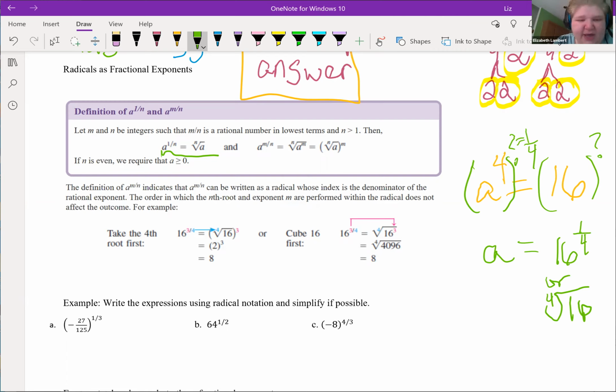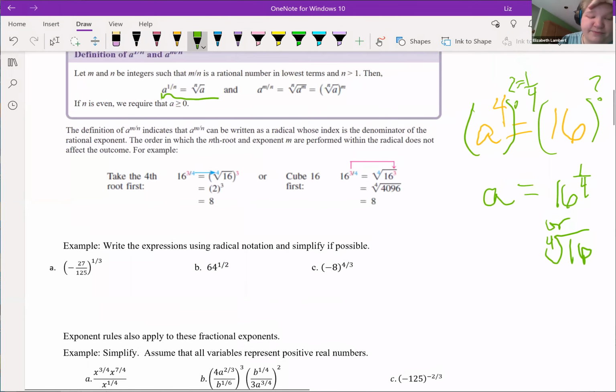Oh yeah, see, they've got 16 to the 3/4, and here they said you could do the 4th root first and then cube the answer. Totally works. Or you could cube the answer first and then do the 4th root of that. Also works. Honestly, if it's all numbers and you're comfortable putting it on the calculator, I'm totally fine with you guys using the calculator to solve it.